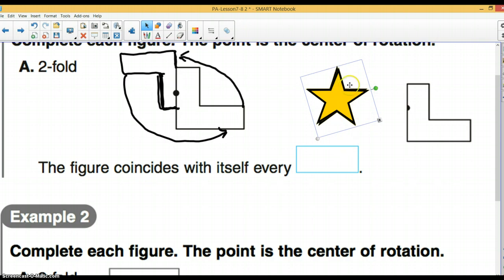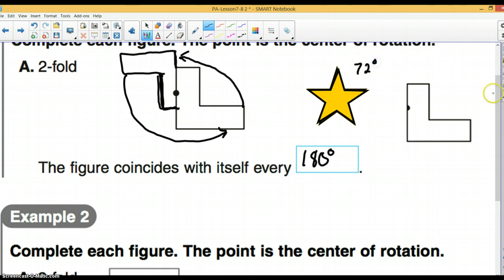Now the easy way to tell this on simple shapes is just by counting the number of corners. In more complicated shapes like the ones that we had, you'll have to actually test it, and I would try it just by spinning your paper around. So for our original figure, this was 180 degrees. For the star, it'd be 360 divided by 5, which would be every 72 degrees.